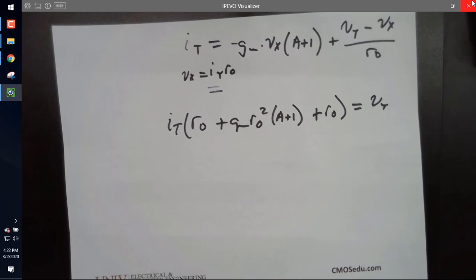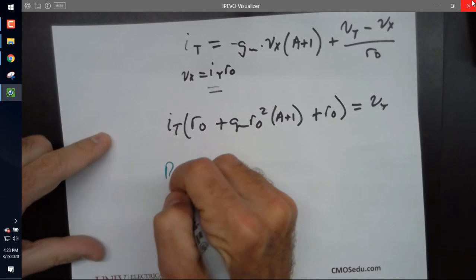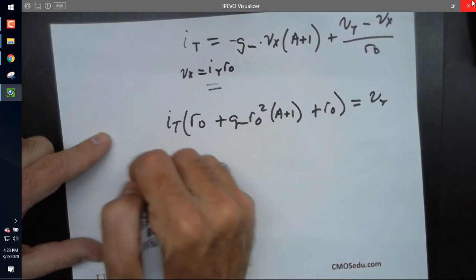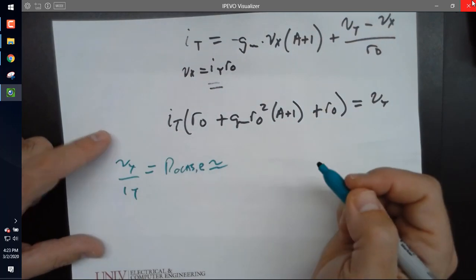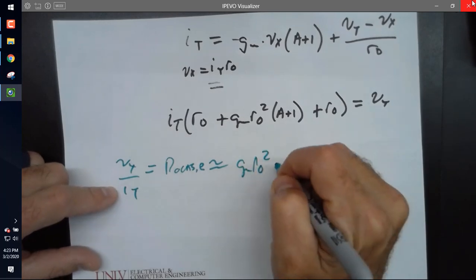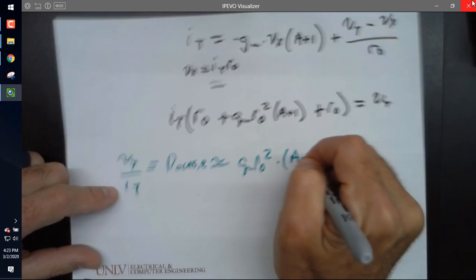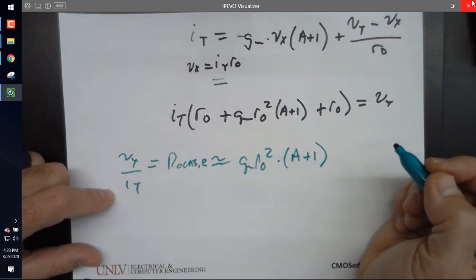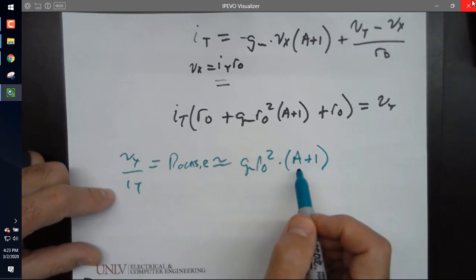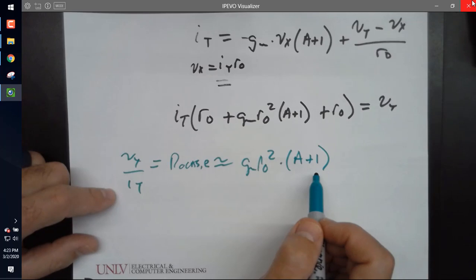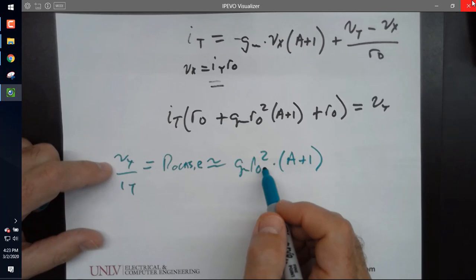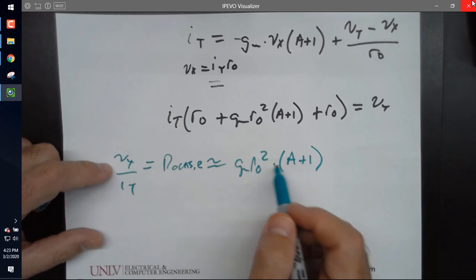So what is R out cascode enhancement approximately then? Well, it's equal to VT over IT. So what is it approximately? So what if A is 0? We don't have that amplifier there. Then that's the output impedance of the cascode. But if I have an A of like 20 or whatever, you see that I could get much higher, 20 times higher output resistance. So why don't we pause and do a simulation?